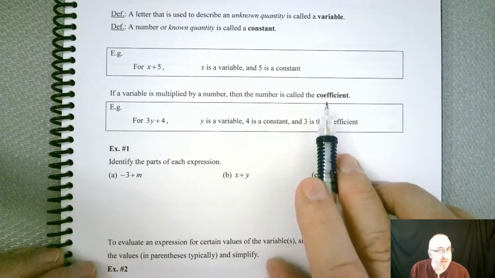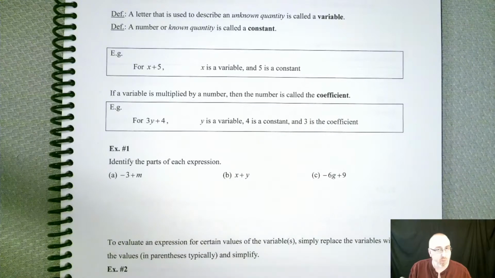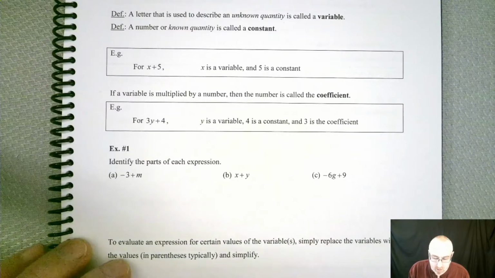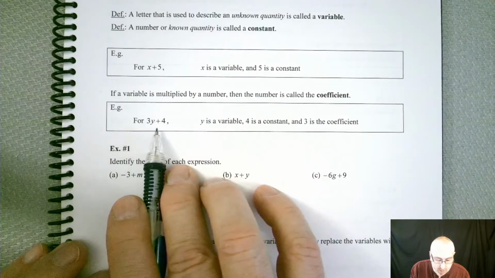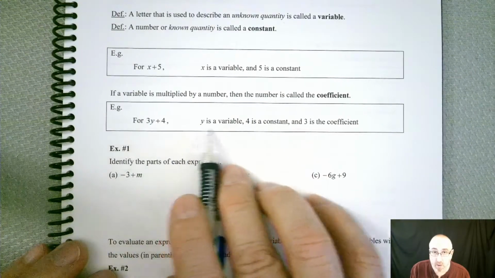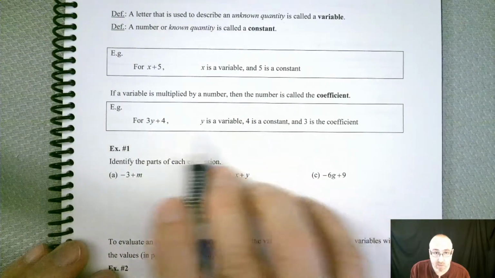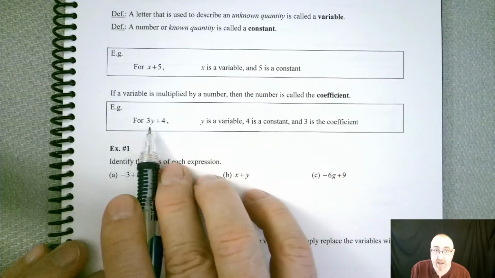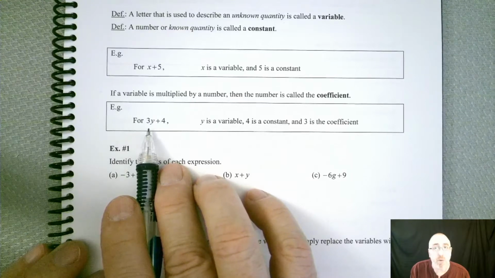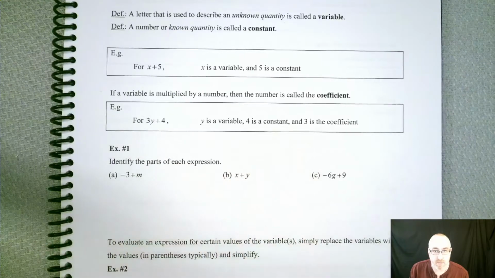Now, why do they make that distinction? Well, that's just so when you're talking fancy language down the road, you know exactly what things you can combine and what things you can't. So let's look at this example here. We've got 3y plus 4, so y is still the variable. 4 is still the constant because it's by itself. And then we've got the 3 that's attached to the y. So the 3 is not a constant. It would be called a coefficient in this case.